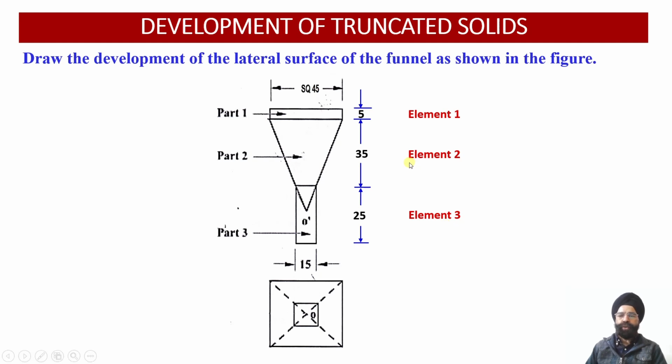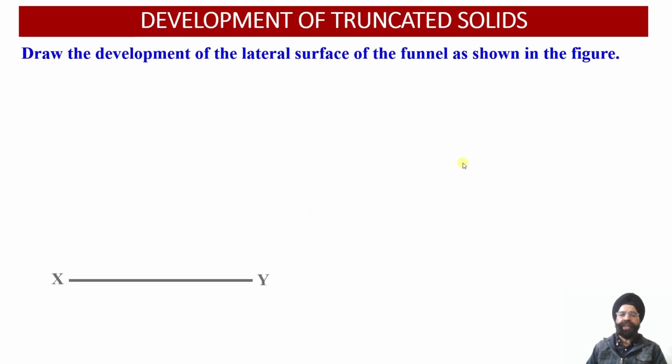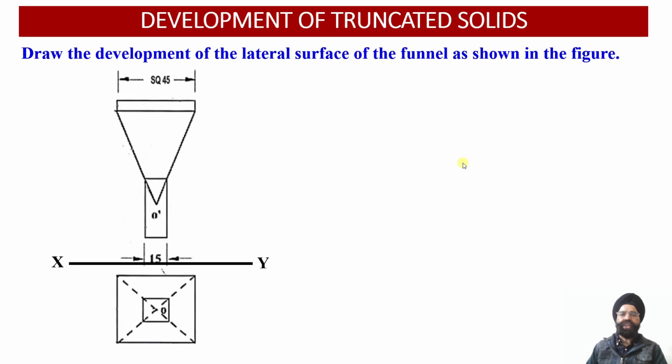While element number 2 of this funnel is represented as a frustum of a square pyramid in which the base edge is 45 millimeter while the top face square edge is 15 millimeter, and the height of the frustum of the square pyramid is 35 millimeter. So element number 2 will be developed using the radial line development method. Now with this information, let us proceed with the evaluation of the development of different elements of this funnel.